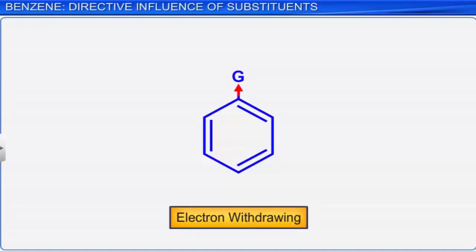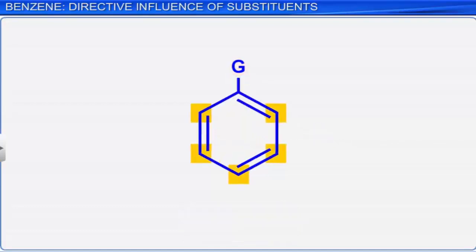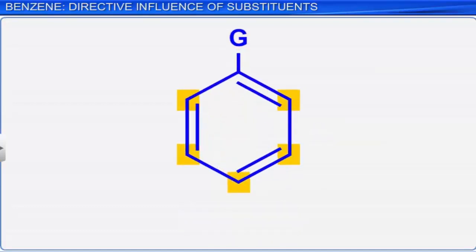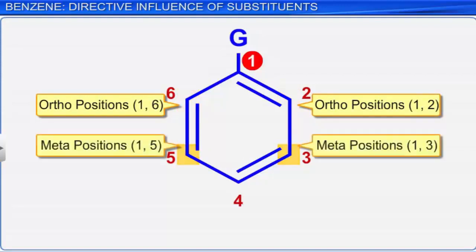The group present on the ring orients the new incoming electrophile to any of the remaining 5 positions. Of these 5 remaining positions, with respect to position 1, positions 2 and 6 are equivalent and said to be the ortho positions. Positions 3 and 5 are equivalent and said to be the meta positions, and position 4 is said to be the para position.